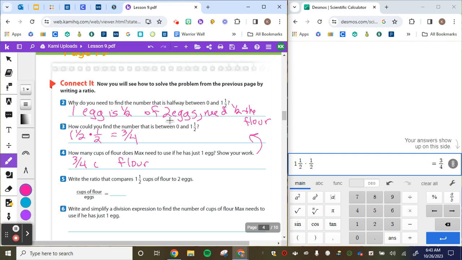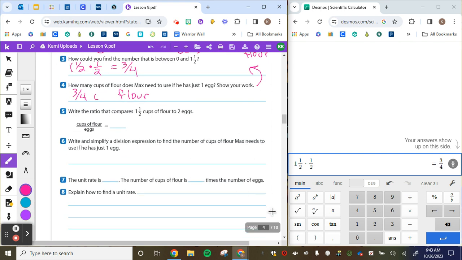Another way we could solve this, and this is the way that I use the most, is to set up a ratio. Labels are important in your ratios. So the ratio of cups of flour to eggs is what we're talking about. And so we had 1.5 cups of flour for every 2 eggs, but we need to figure out how much it will be for 1 egg. So all we would have to do there, like we saw in the introduction, is divide. So I can divide, 2 divided by 2 is 1. So I would also just do 1.5 divided by 2.